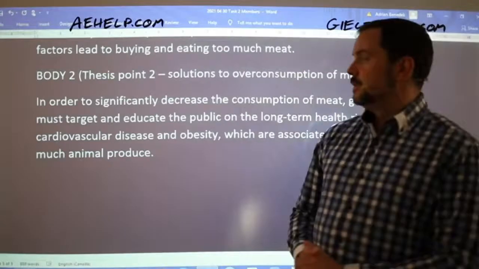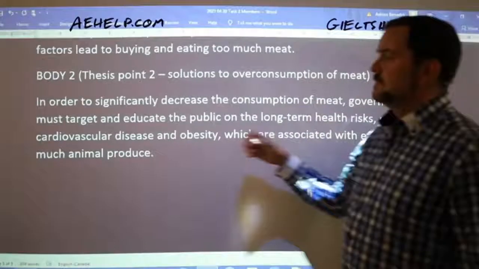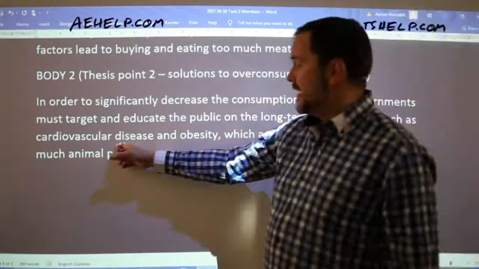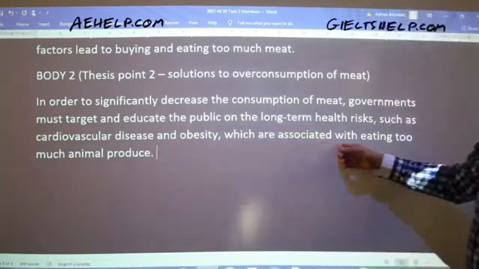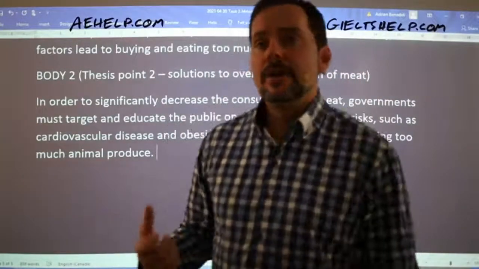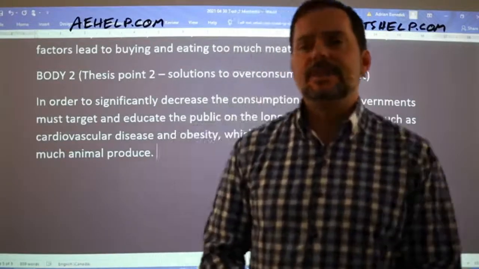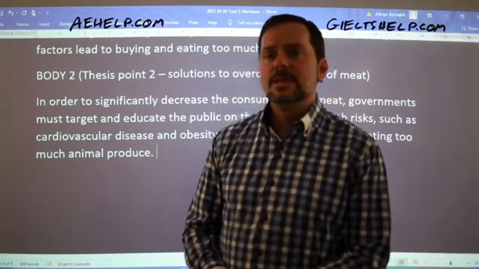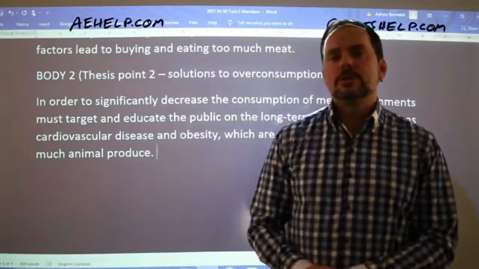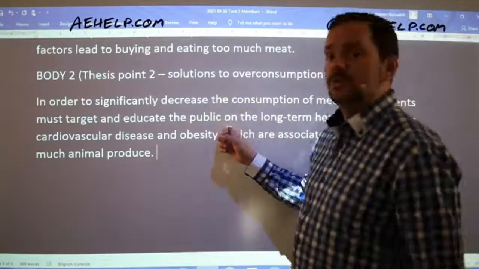All right, here we go. So in order to significantly decrease the consumption of meat, governments must target and educate the public on the long-term health risks, such as cardiovascular disease and obesity, which are associated with eating too much animal produce. All right, good. Okay, so Rajveer is saying, "By educating individuals about the dangerous health hazards of overeating meats, and limiting the availability of meat products, people can be discouraged from over-consuming animal produce." Very nice, Rajveer. Very synonymous with what I've written here.